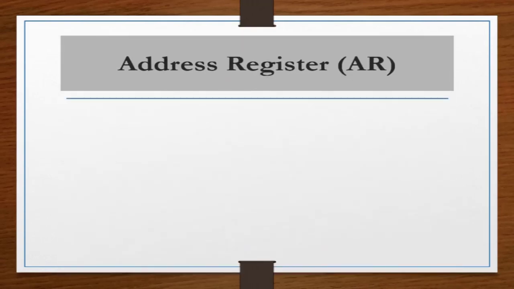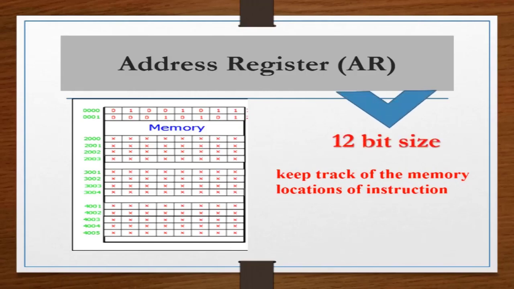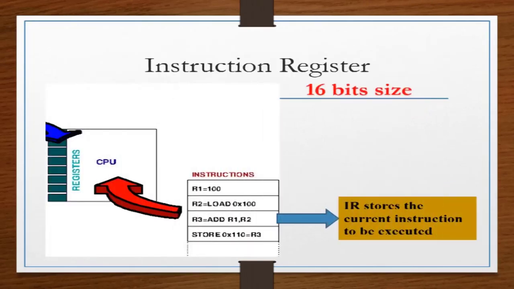Next one is the address register, or AR. It is used to keep track of the memory locations to which the instruction is addressed. This register is also a 12-bit register. When an operand or data is found, it is placed in the address register, and then the instruction register, IR, stores the current instruction to be executed.